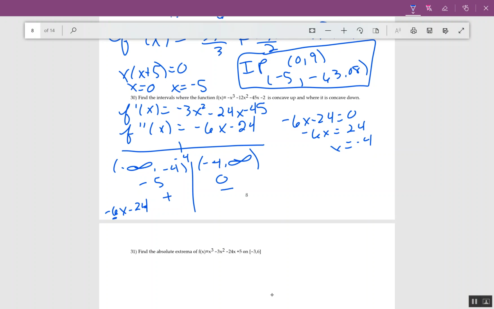So this first interval is concave up, and I'm just going to draw the U for up, and this is concave down, because I don't have space, so I'll write it over here. Concave up from negative infinity to negative 4, and then concave down from negative 4 to infinity.